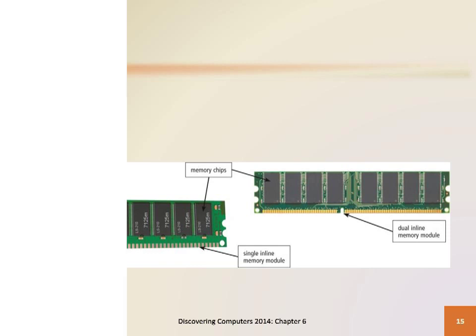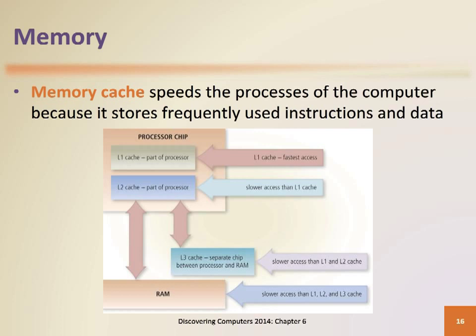Most of today's computers improve their processing times with cache. One common type of cache is memory cache. Memory cache speeds the processes of the computer because it stores frequently used instructions and data.